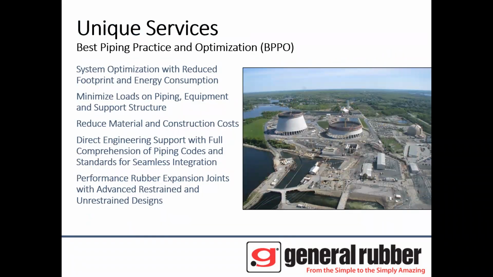And as far as unique services, if you can facilitate system optimization with reduced footprint and energy consumption, minimize loads on piping, equipment and support structure, reduce material and construction cost, direct engineering support with full comprehension on pipe codes and standards, and a performance rubber expansion joint with advanced restrained and unrestrained designs. That helps with the new construction people.